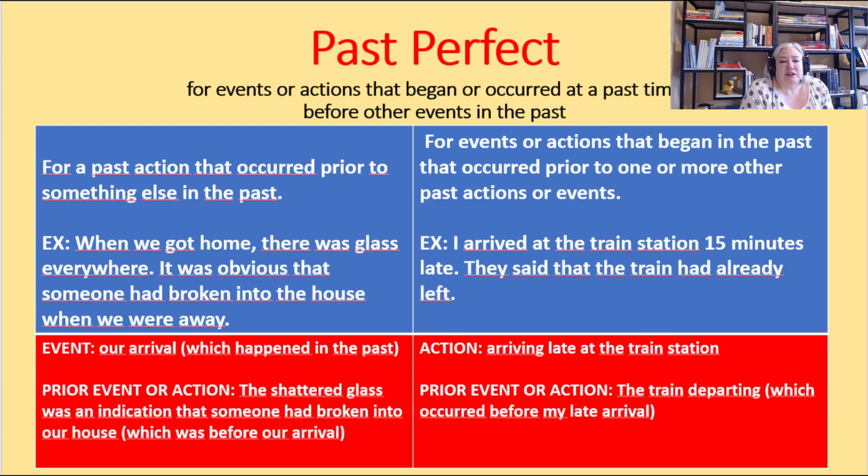For a past action that occurred prior to something else, when we got home, there was glass everywhere. It was obvious that someone had broken into the house when we were away. Event was our arrival, which happened in the past. The prior event was the breaking into the house, which was indicated by the shattered glass.